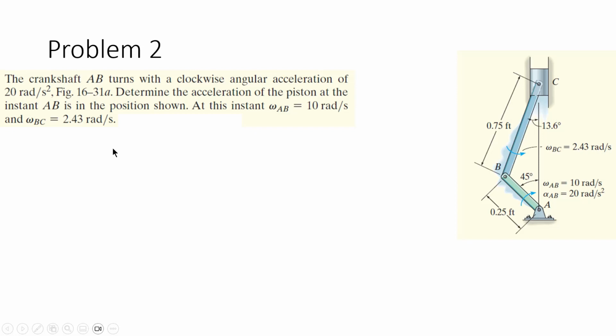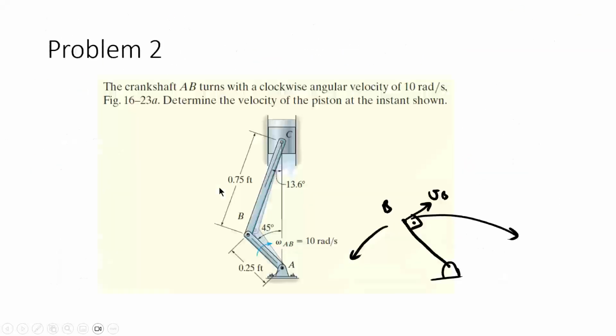Okay, so this is the final problem for this chapter. The problem statement is we have a piston. This is exactly the same as the previous question, with the same values, but instead we want to find the acceleration of the piston C.